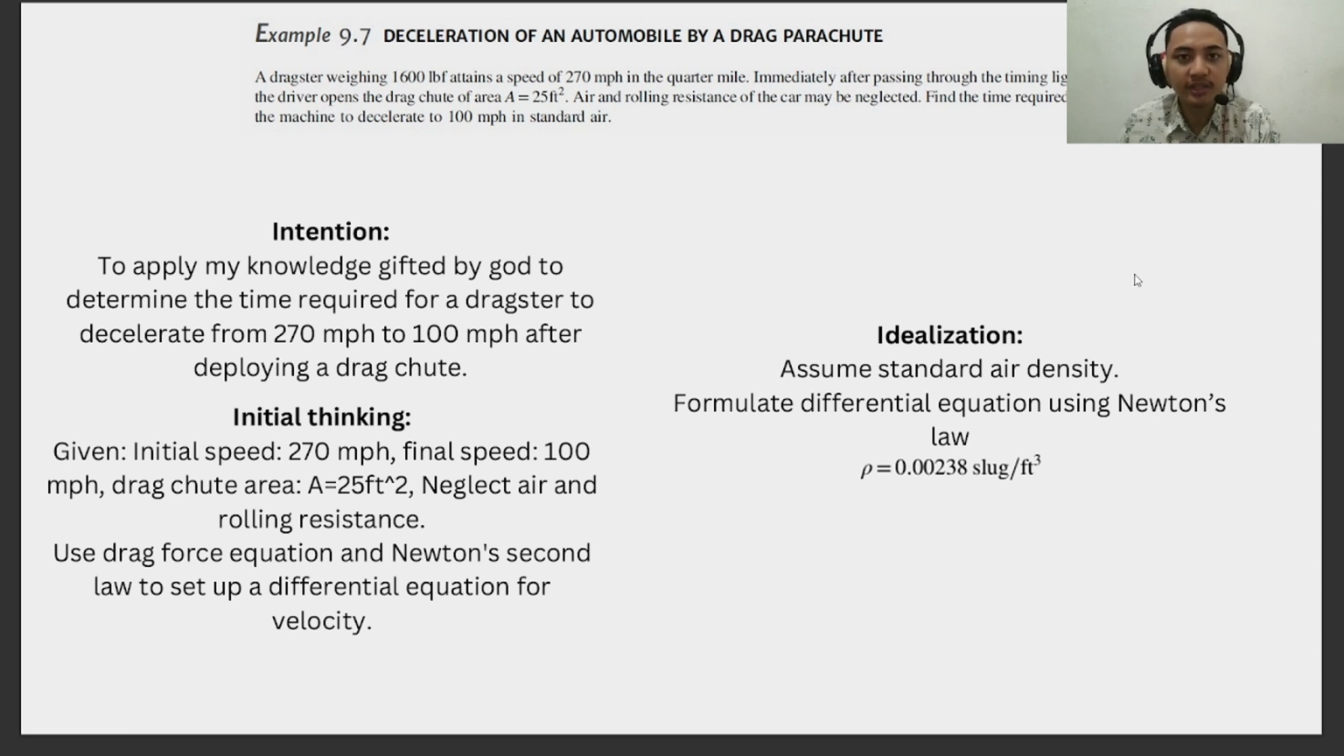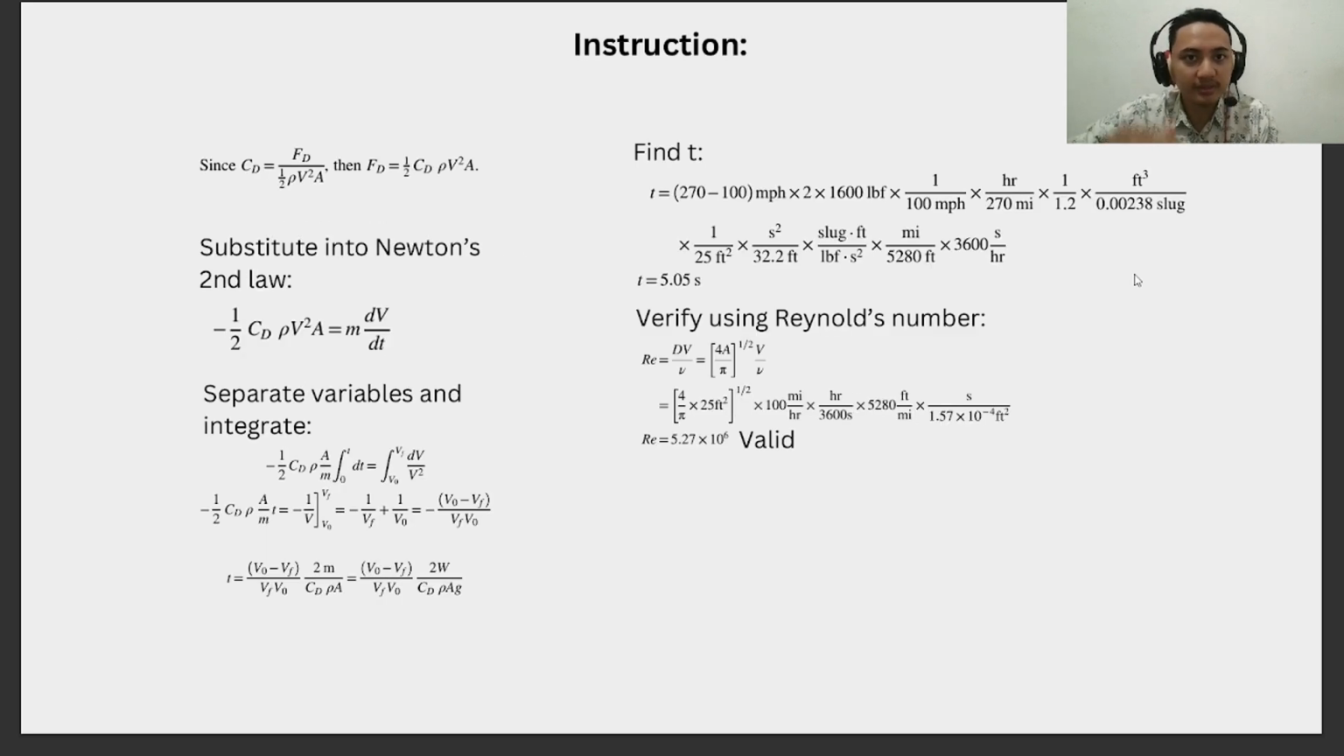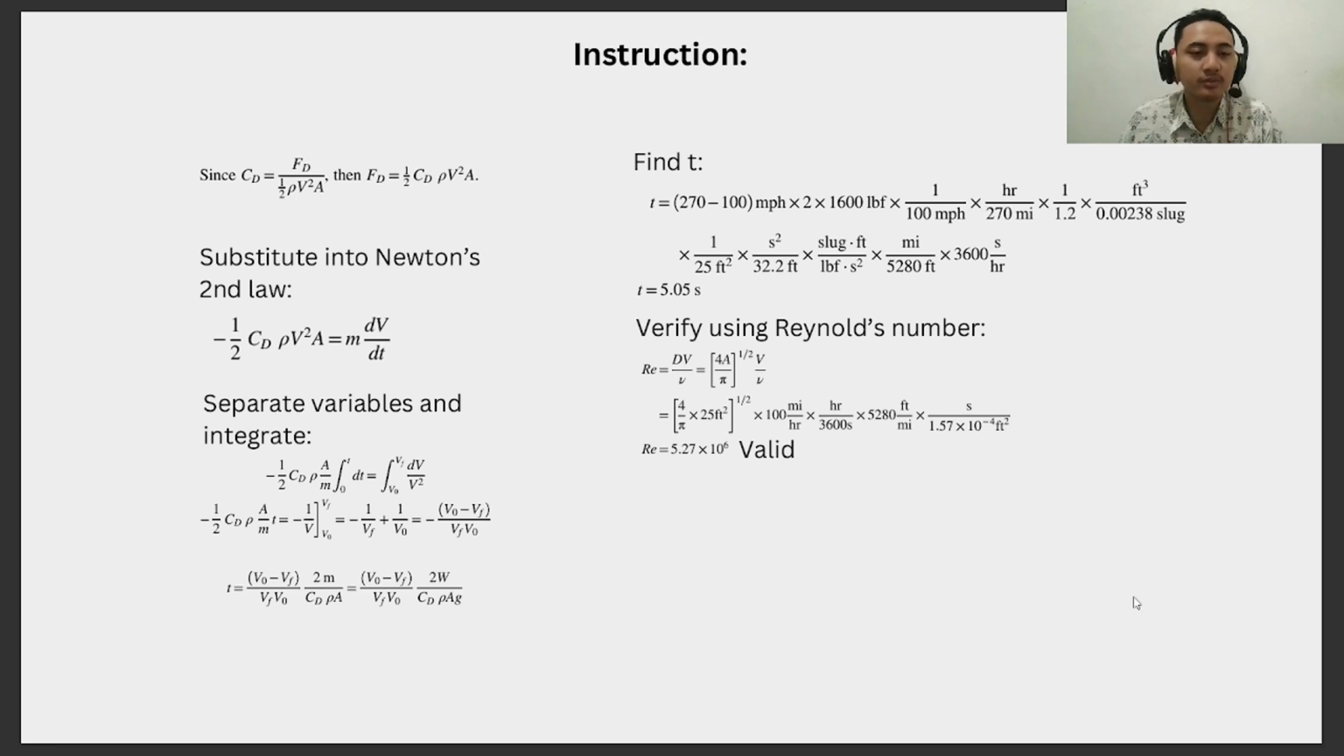And then in idealization, we assume standard air density and formulate differential equation using Newton's law with density equal to 0.00238 slug per cubic feet. And then in instruction, since the drag coefficient equals to this, we find the drag force equals half times drag coefficient times density times speed squared times area. And then we substitute into Newton's second law, and then we separate variables, and then we integrate it. And then first we find t, which we find t equals 5.05 seconds. And then we verify using Reynolds number, which shows that it is valid.